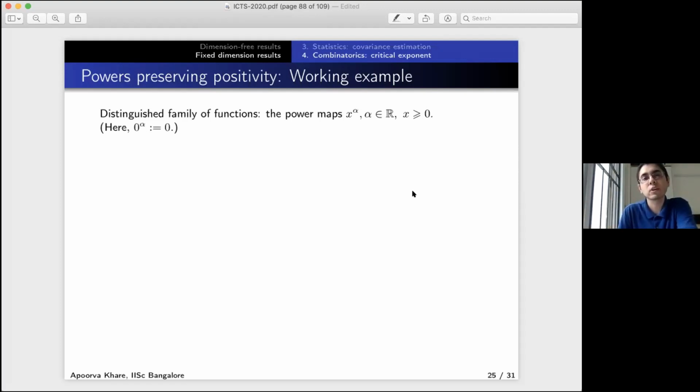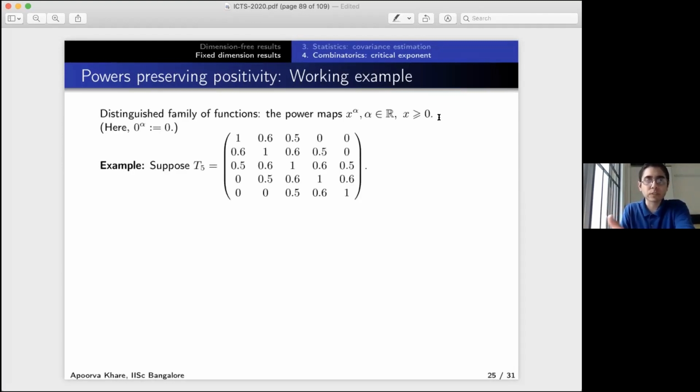So let's constrain them to power maps. The only difference now is the power can be non-integer. Remember, if you have any positive semi-definite matrix, then any monomial applied entry-wise preserves positivity. That's just the Schur product theorem and induction. So now I really want to understand which non-integer powers work in a fixed dimension. I fix the dimension, I fix the graph, so the 0 structure. Which matrices preserve positivity there?